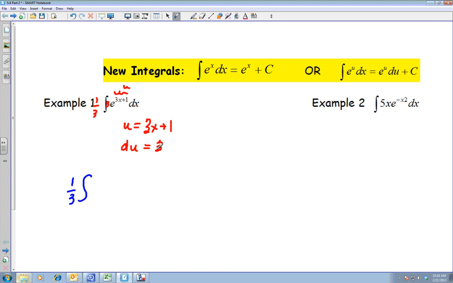That 3 is my du, so I'm not going to rewrite it. And then I would write e to the u du. And now I'm going to integrate. This constant's just going to stay there. The integral of e to the u is e to the u plus c. And then I need to substitute my u back in. 1/3 e to the 3x plus 1 plus c. That's my answer.